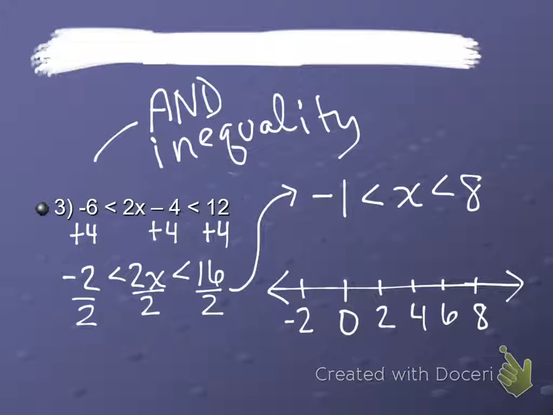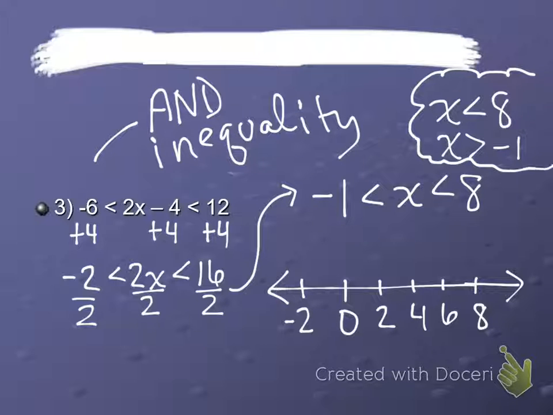But I'll rewrite them above. So the one problem would be easy. X is less than 8. The other one would read -1 is less than x, but I'm going to go ahead and flip that around to read x is greater than -1. So this is just kind of like a thought bubble to help me graph. So when I go look at my graph, I have an open circle at 8, shaded to the left.